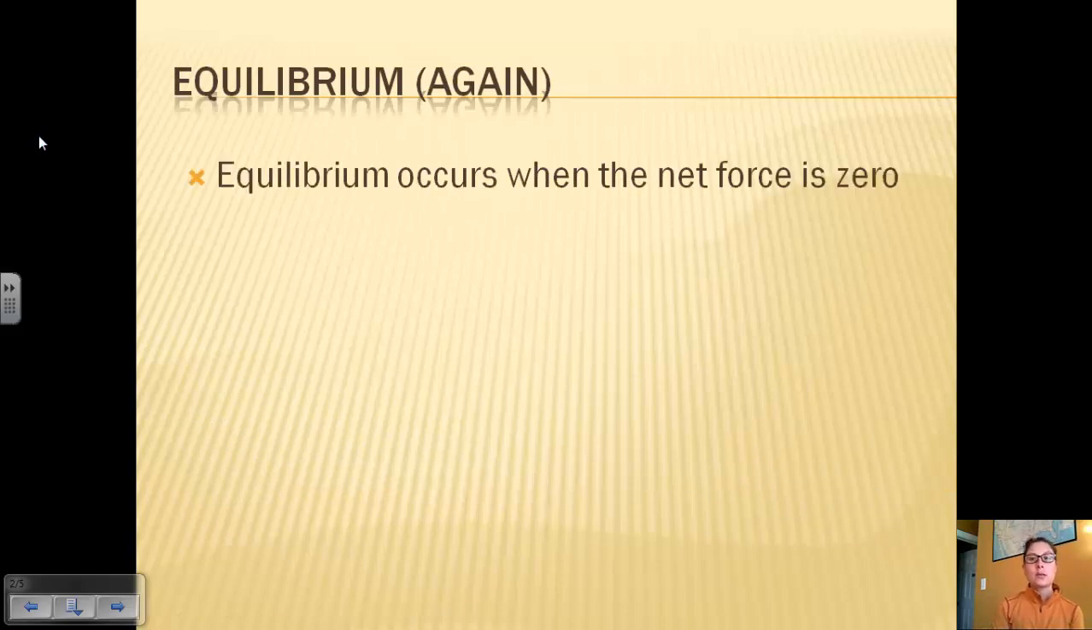So first let's review equilibrium, because this is going to become important when we talk about force and motion in 2 dimensions. So equilibrium occurs when the net force is 0. And if net force is 0, that means that there is no acceleration. Okay, because we know acceleration causes force. It still means that there can be forces acting on the object, but the overall force, or the net force, is 0.